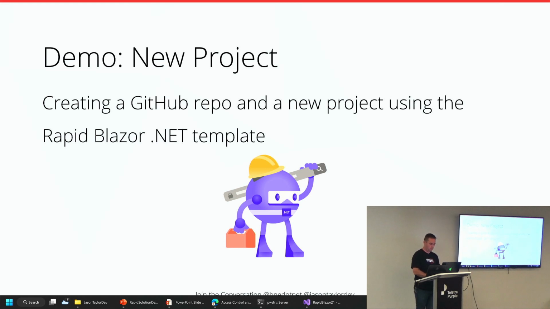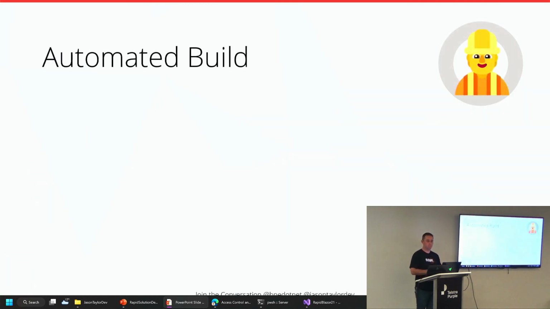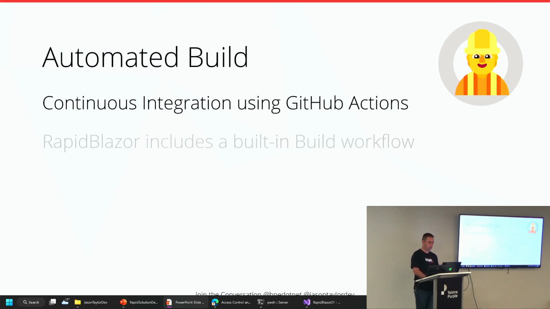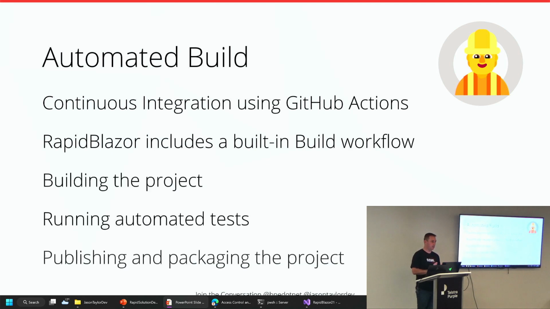So now we can look at automated build. We'll set up the automated build pipeline. For this project, the CI pipeline will be powered using GitHub Actions. The Rapid Blazor template includes built-in workflows that automate the build steps. The workflow is responsible for building the project, running the automated tests, and if the build and test steps succeed, publishing and packaging the project.